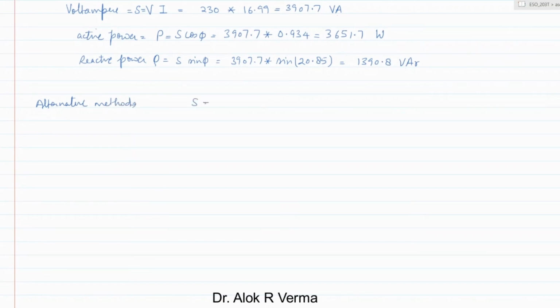When you want to calculate the total apparent power S, it is nothing but the voltage phasor into the complex conjugate of the current. So we have two complex quantities, V and I. So now it is 230 angle of 0 into the current, 16.99 angle of minus 20.85. What will happen when we take the complex conjugate? It will be positive.